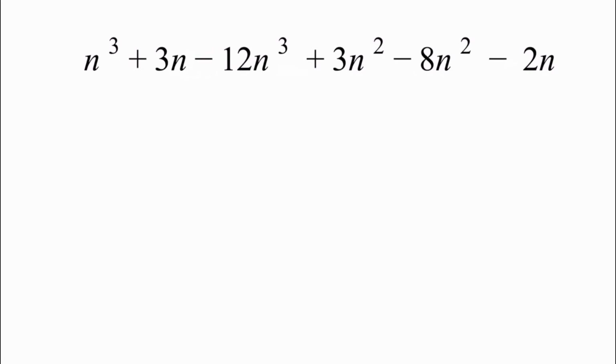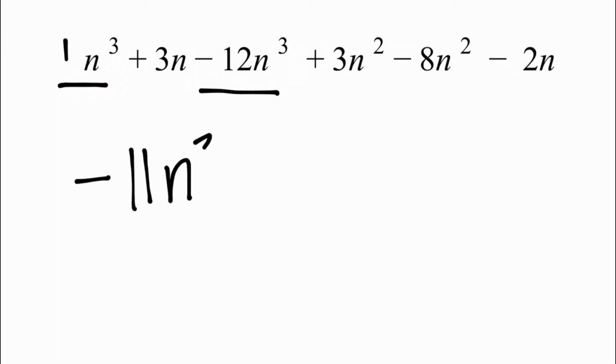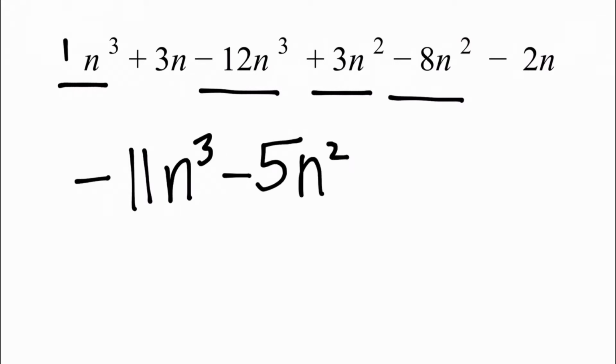Okay, so I hope you got it. Let me go ahead and show you how to do it. So this one has an n to the third, another n to the third. So this is 1 minus 12. That gives me negative 11 n to the third. Then let's look for the next number, 3n squared minus 8n squared. So 3 minus 8 is negative 5n squared. And then we have 3n minus 2n, and 3 minus 2 is 1, so plus n.